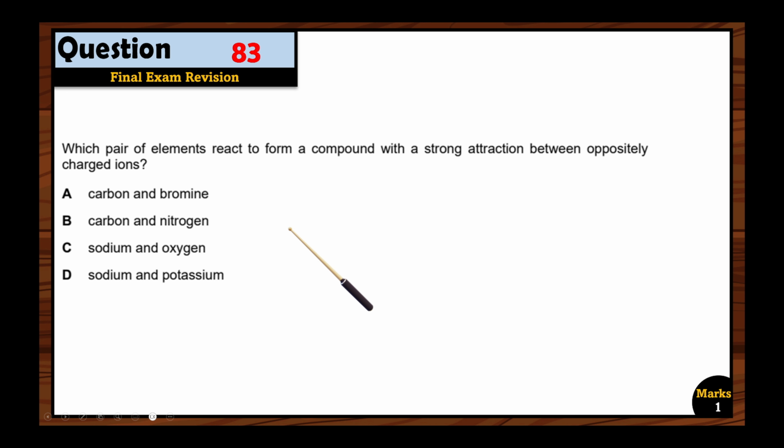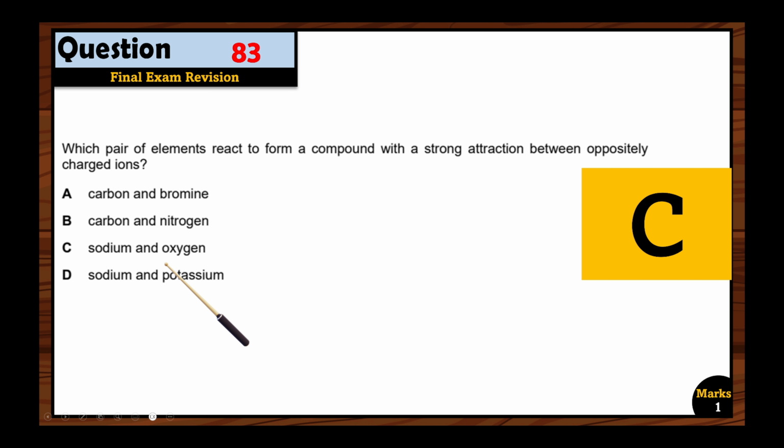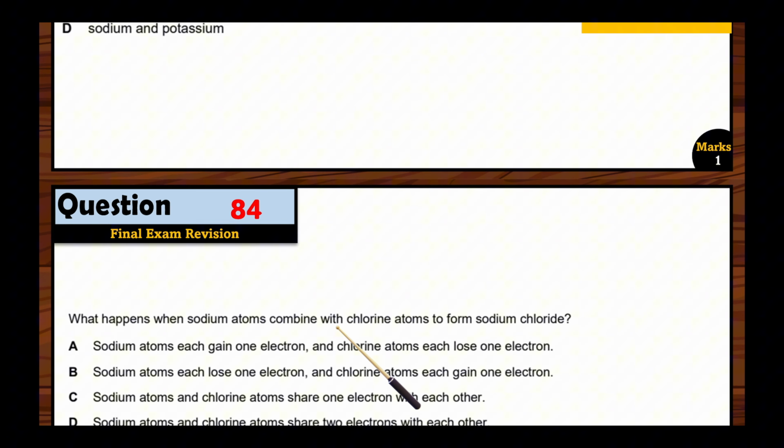Carbon and nitrogen, of course, not an option because they both are non-metals. Sodium and oxygen. Sodium is a metal. Oxygen is a non-metal. So option C is right. Sodium and potassium both are metals, of course not. So ionic compounds are formed between metals and non-metals, right? So that's why option C is correct.